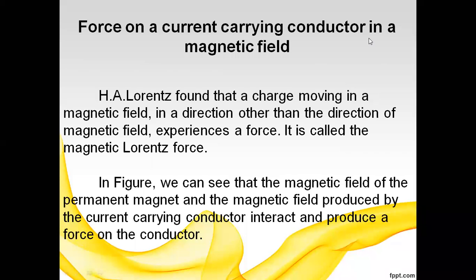The next one is force on a current carrying conductor in a magnetic field. H.A. Lorentz found that a charge moving in a magnetic field, in a direction other than the direction of the magnetic field, experiences a force. It is called the magnetic Lorentz force. First, Oersted found that the current carrying conductor is deflected, but H.A. Lorentz found that the current carrying conductor experiences a force.